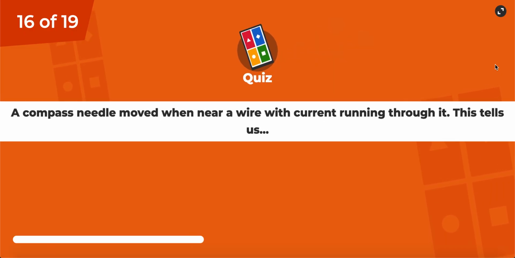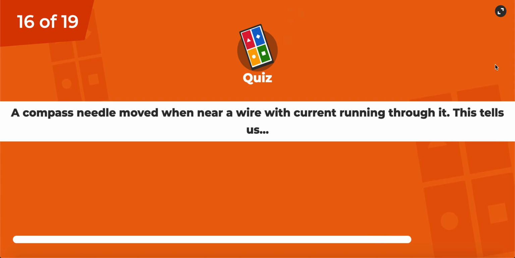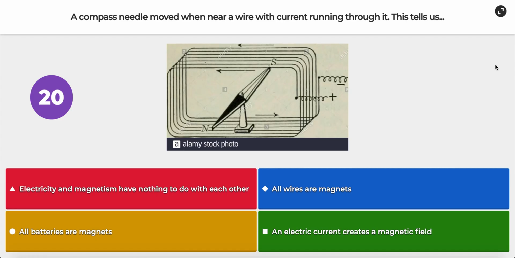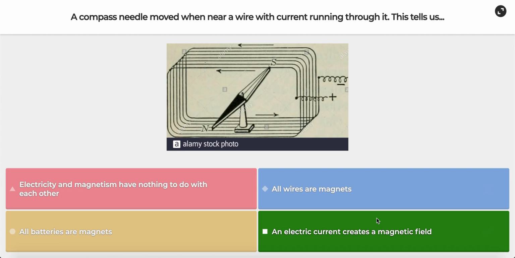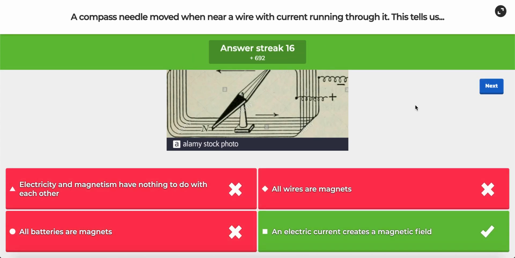A compass needle moved when near a wire with a current running through it. This tells us what? So if the compass needle moves, that means that the compass needle, the magnet, is being affected by something, and so magnetism is going to be affected by other magnetic fields, and therefore an electric current creates a magnetic field.